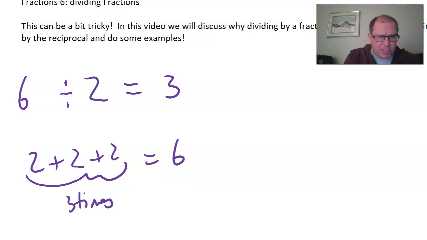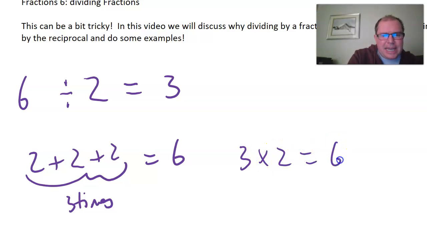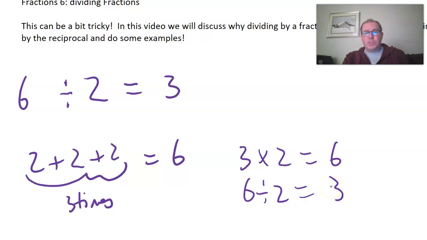So 6 divided by 2 we all know is 3. That's because division is the reverse of multiplication. If I add 2 together 3 times, I get 6. And we know that 3 lots of 2 is 6, so therefore 6 divided by 2 is equal to 3. It's just multiplication backwards, so that repetitive addition.